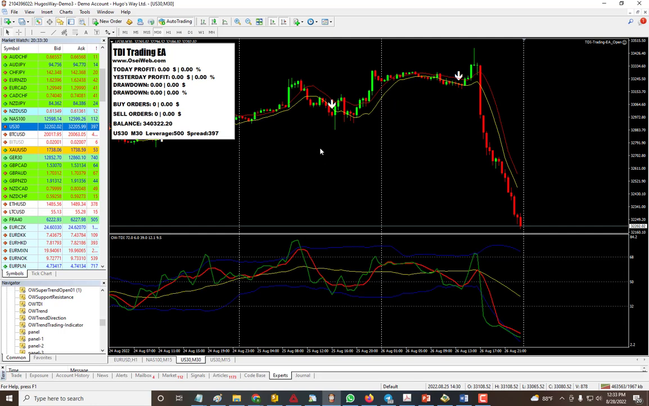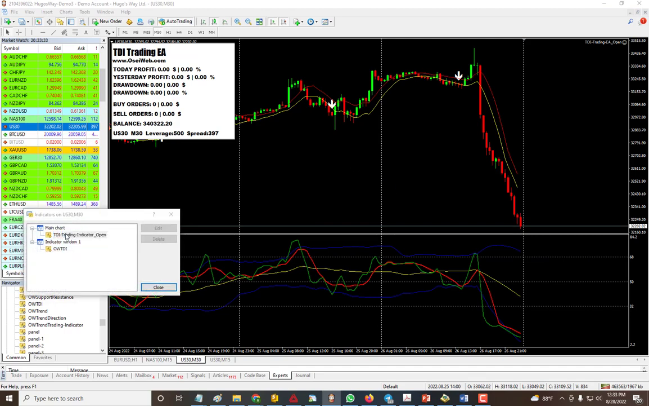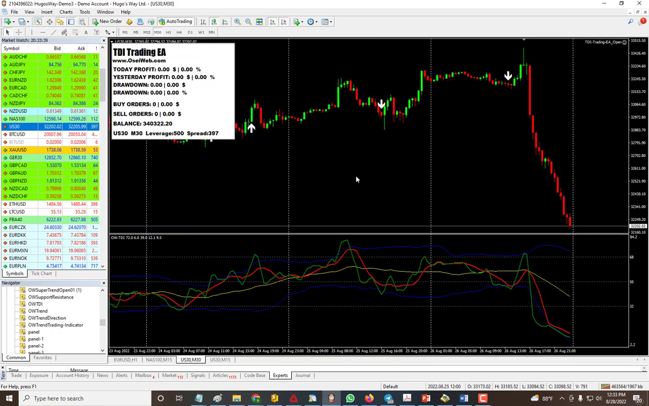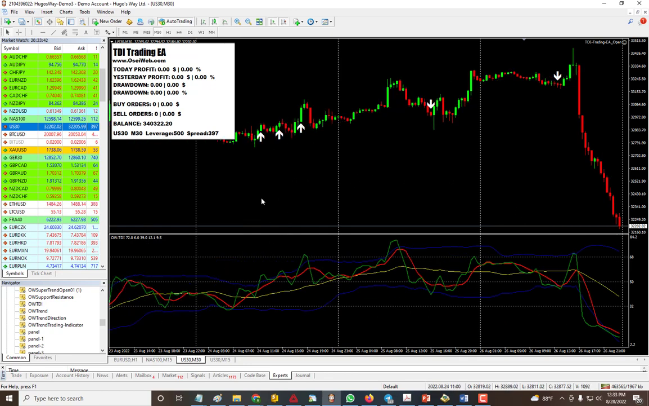So how does this work? Let me go ahead and just reset this real quick, and then we'll go over how the TDI works. So the TDI works this way. When the green line is above the yellow, above the red, and above this blue band line, and it's above the 50 level, then it's a buy. So you only buy above 50 but less than 68. And all this input is also included in the indicator and the EA.